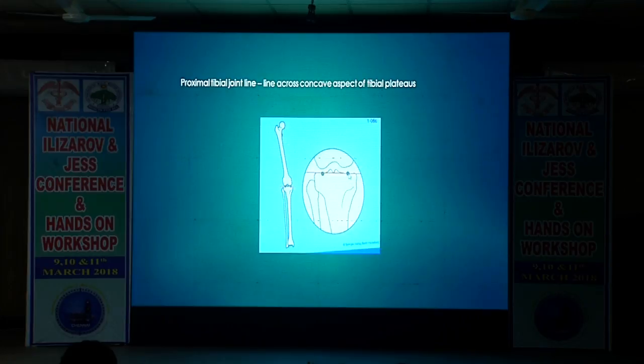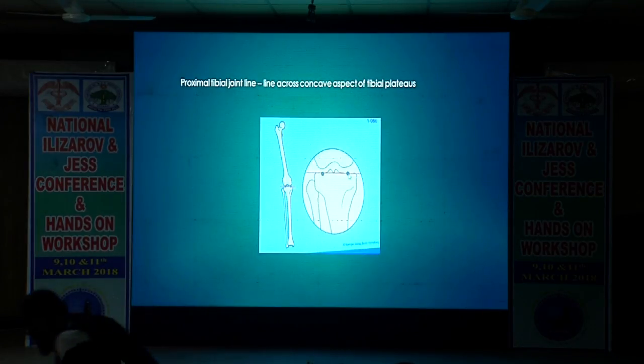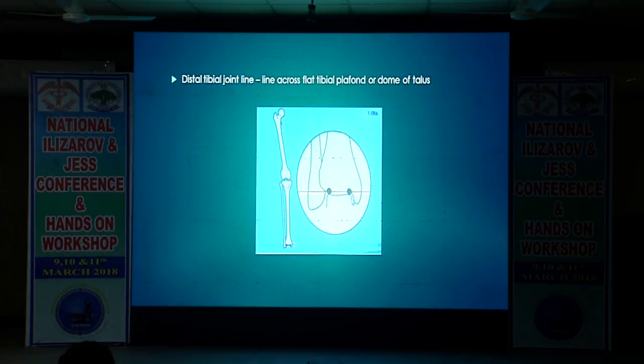The proximal tibial joint line is the line across the concave aspect of the tibial plateau. In a normal patient, the distal femoral joint line and the proximal tibial joint line should be parallel to each other. However, with abnormality and also arthritis, the parallelism between the two will change, and you go into varus or valgus. And the distal tibial joint line is simple. It's just a parallel line on the distal end of the tibia.